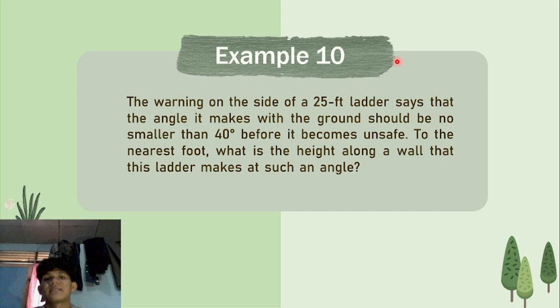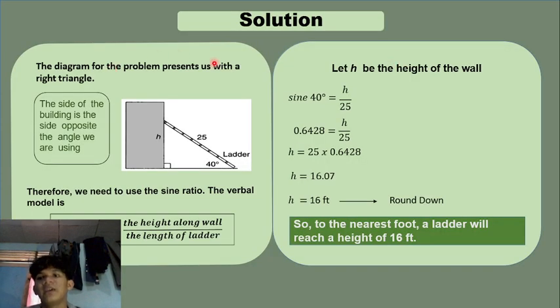Next one is example 10. The warning on the side of a 20-feet ladder says that the angle it makes with the ground should be no smaller than 40 degrees before it becomes unsafe. To the nearest foot, what is the height along a wall that this ladder makes at such an angle? The solution: the diagram for the problem presents us with a right triangle.